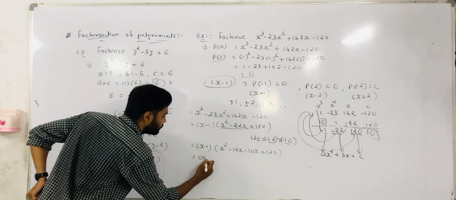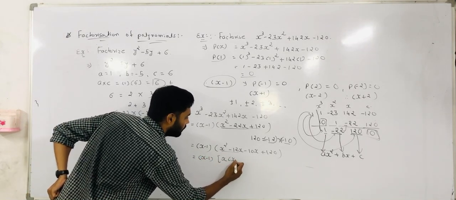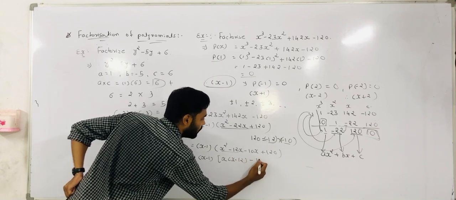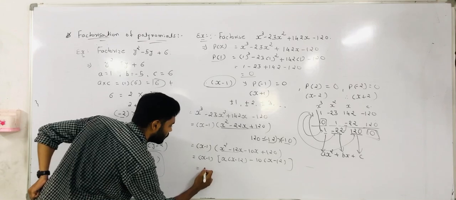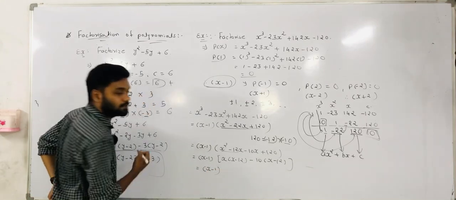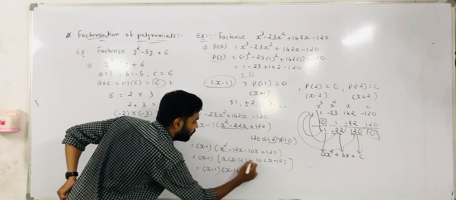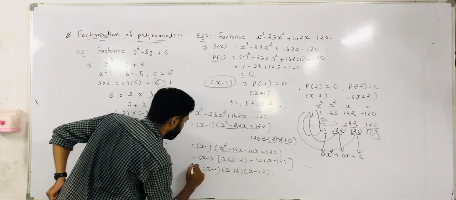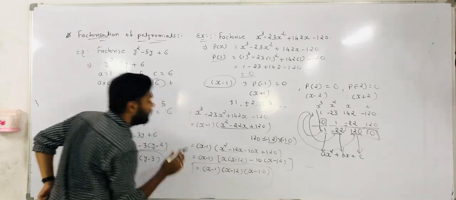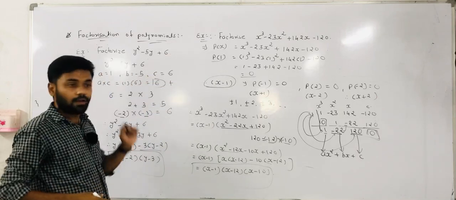Now same procedure. From first two terms take x common, from next two terms take 10 common, equal to x minus 1, x minus 12 from these two, into x minus 10. So this way you can find the factors of cubic polynomial.